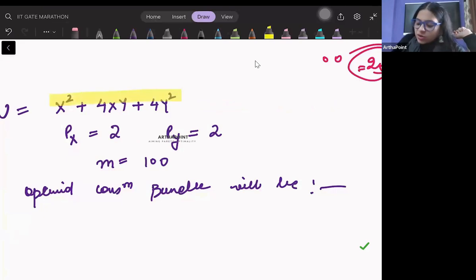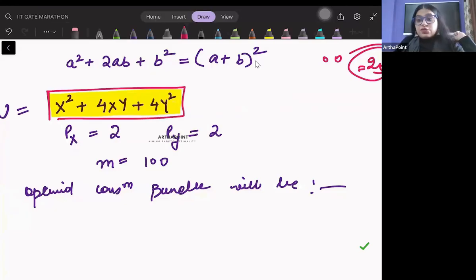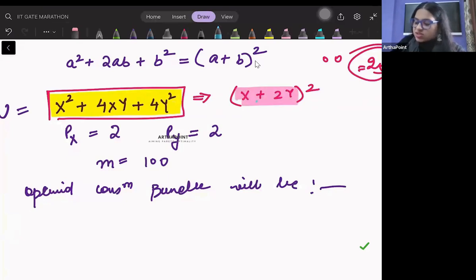Then we have to go ahead and check, okay, does this resemble something? Yes. When I have a square plus 2ab plus b square, it can be written as (a plus b) whole square. So if I have this utility function, x square plus 4xy plus 4y square, I can rewrite this as (x plus 2y) whole square. Now we know that the function inside is just x plus 2y. So actually speaking, my utility function is not very big. My utility function is just x plus 2y.